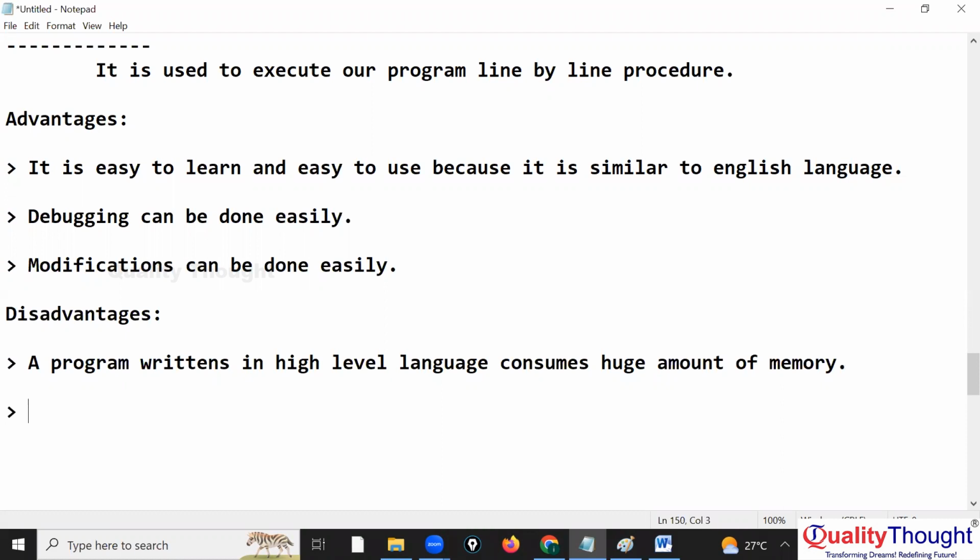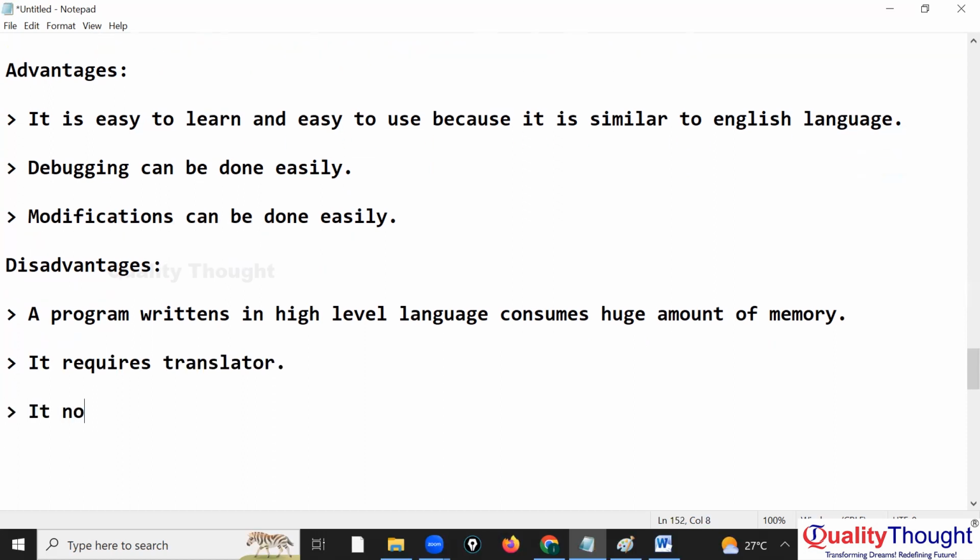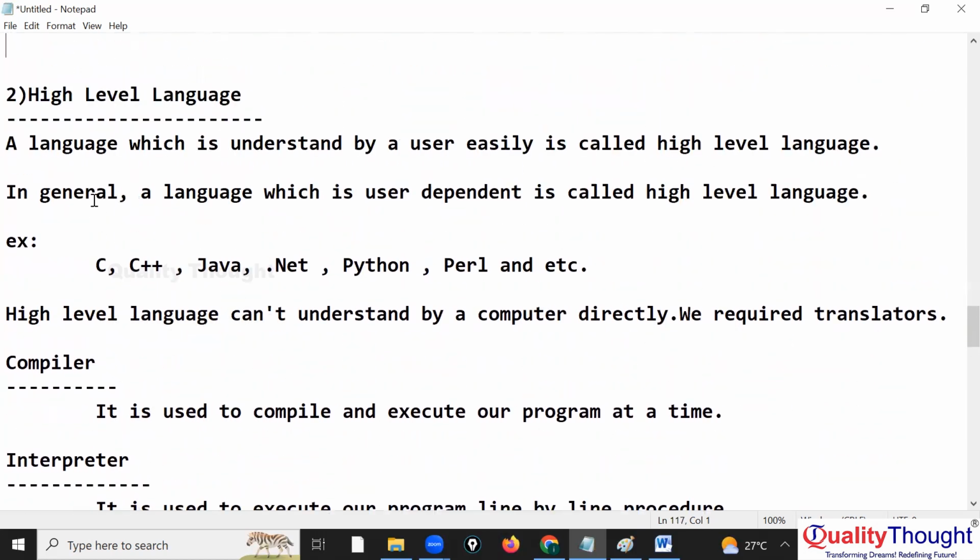Next is that it requires a translator. Tell me, without a translator, can we execute a high level program? No. Compulsory we require a translator. Last one is that it is not efficient when compared to low level language. You know, low level language is more efficient, but high level language is not efficient. But what to do? User will understand high level language only. That is the reason today in industry we are working with high level languages. Understood my point now?